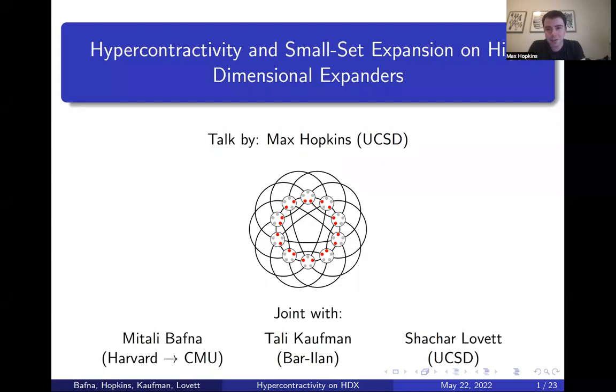Hi, I'm Max Hopkins. I'll be talking about hypercontractivity and small set expansion on high-dimensional expanders, based on joint work with Mitali Bafna, Tali Kaufman, and Shachar.